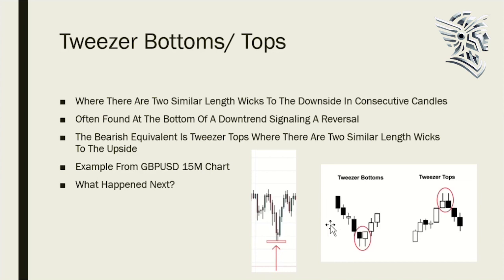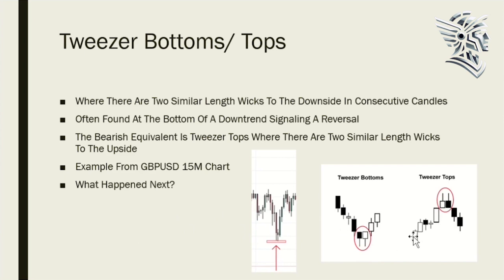So this is what a typical tweezer bottom will look like. You have your move to the downside, you have your first bearish candle which wicks down but closes up there, and then you have another one which opens here, pushes down, gets the same rejection that you got in the first candle, and then pushes up again, and then you start to see an upwards move from there. So this is an example of a tweezer bottom, and I'll show you that in a second.